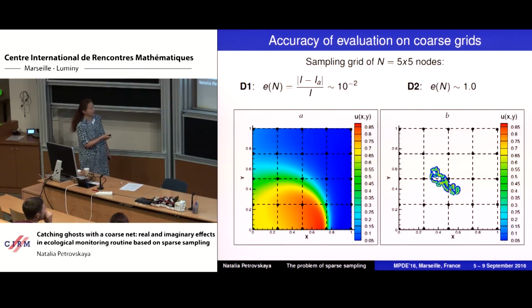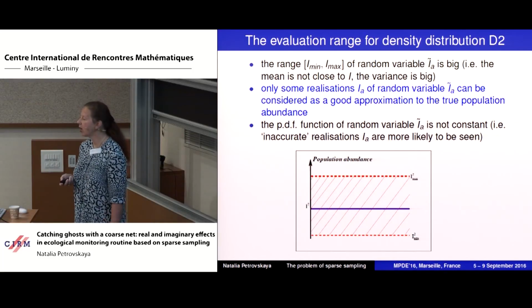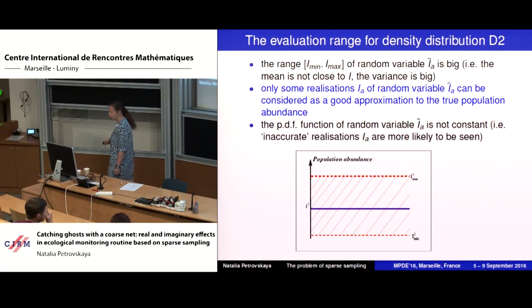What about this case? The results are very different. First of all, the range is big, and we can see it. The mean is not close to the true value, and the variance is big. Therefore, only some realizations of this random variable can be considered a good approximation of the true population size. Another important observation is that the probability density function of our random variable is not constant.